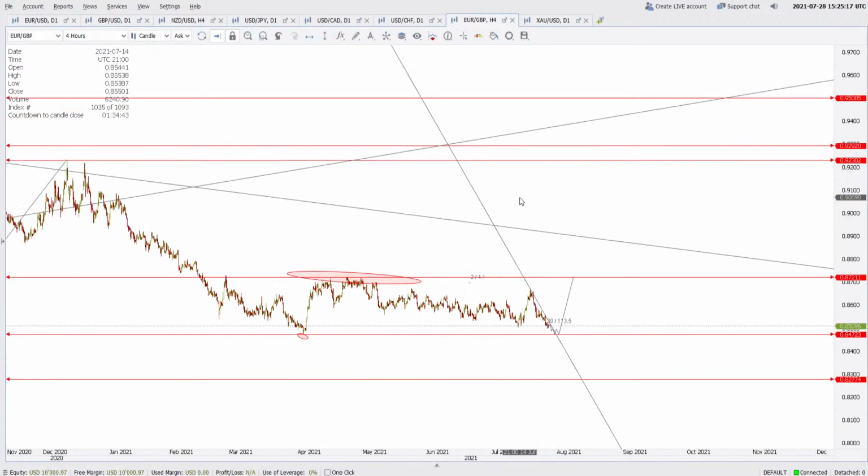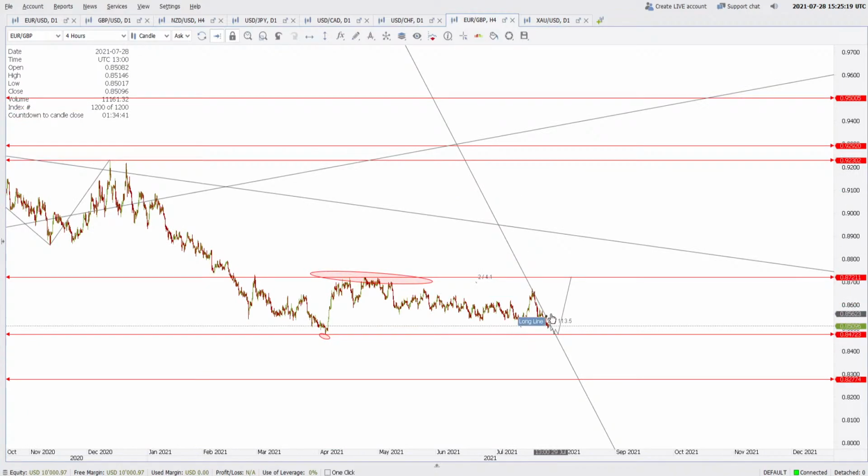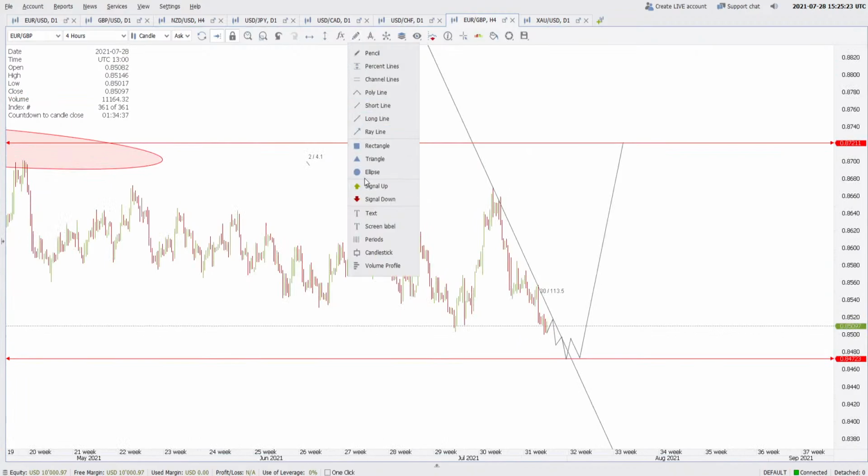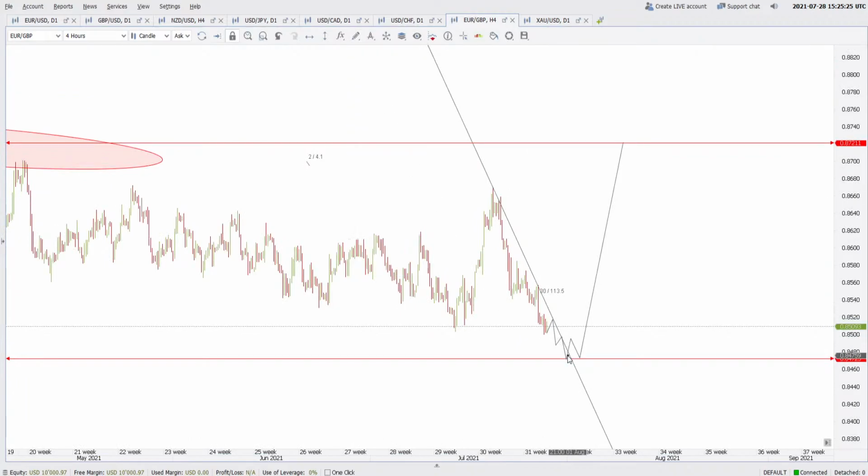On the downside, if this 0.8472 is broken, then you should be looking for a selling opportunity like this. Let it break, let it come for a retest, and when it retests, see what it is making here. Is it making a bearish engulfing or bearish pin bar or some bearish price action? If yes, then you may go short with that pair.